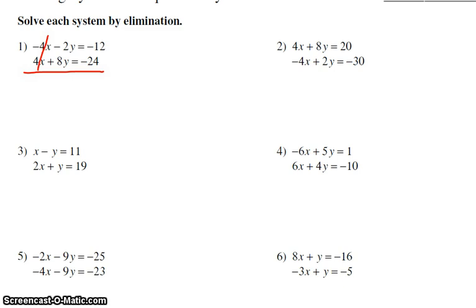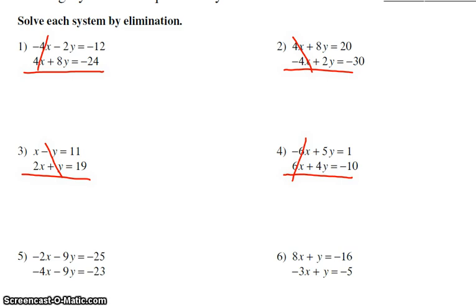Same thing with number 2, the x's cancel out. And then number 3, we have negative y and positive y, they cancel out when we add straight down. And then number 4, we have opposites with the x's again. Okay, so that's 1 through 4. That's a brief start to 1 through 4. I'll do number 1 with you, and I'll do one from 5 through 8 with you as well.